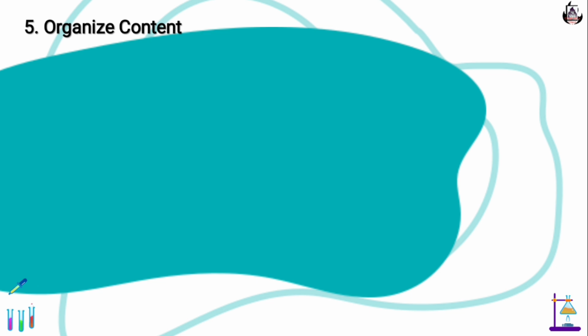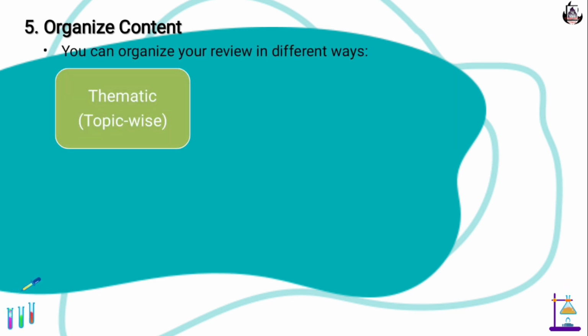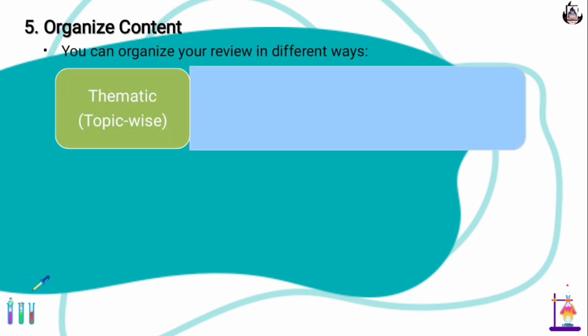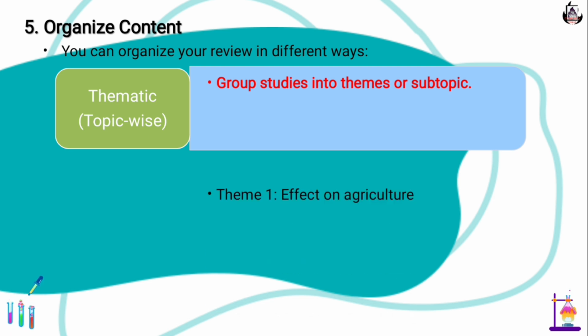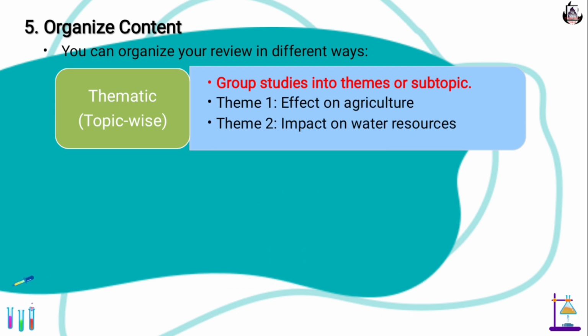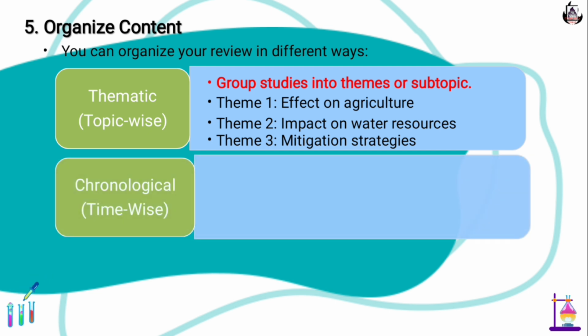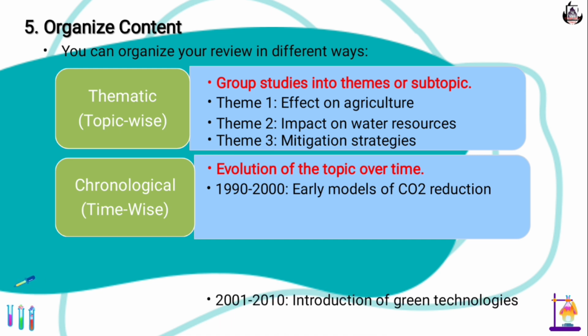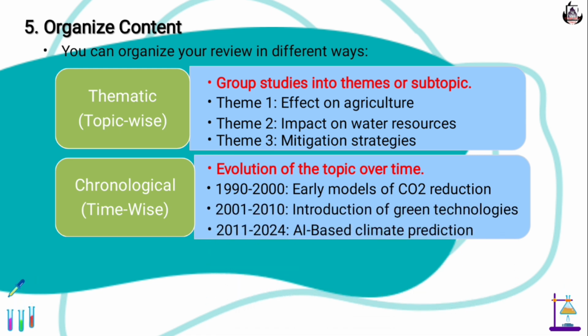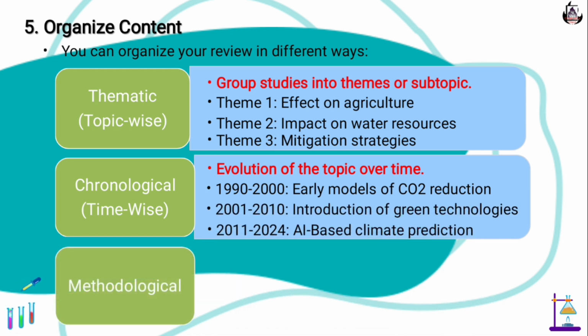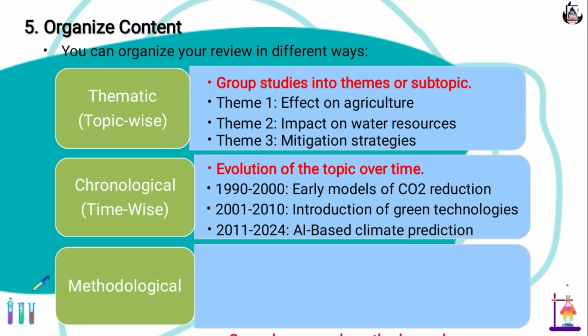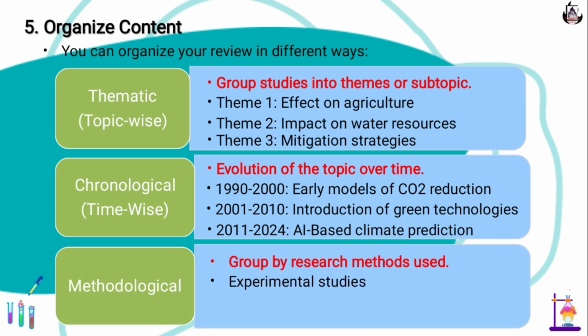You can organize your content by thematic, like topic wise, grouping studies into themes or subtopics; chronological, time wise, evolution of the topic over time, as you can see in the examples; and last, methodological, grouping by research method used, like experimental studies, case studies, meta-analysis.